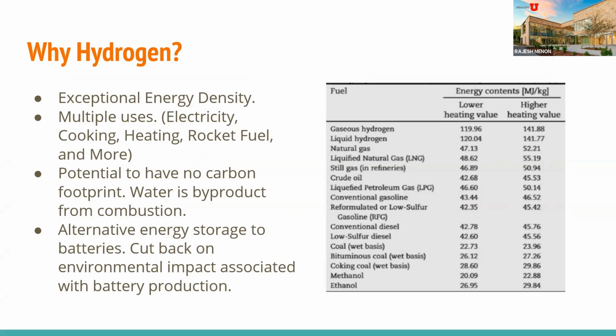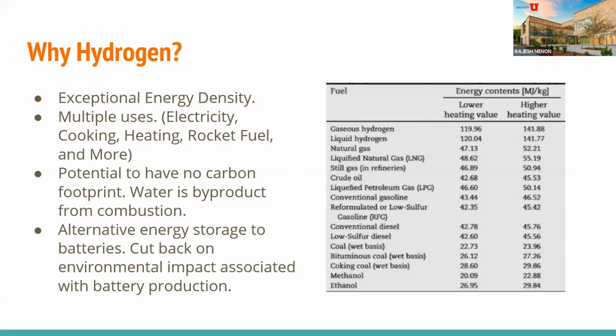Once hydrogen is produced and stored, there's multiple uses for it. You can convert it into electricity. You can use it for cooking or heating at home or water. It's even used for rocket fuel, and there's a lot more applications out there. The potential to have no carbon footprint is huge depending on the way you source and use your hydrogen. When you combust it, water is the only byproduct.